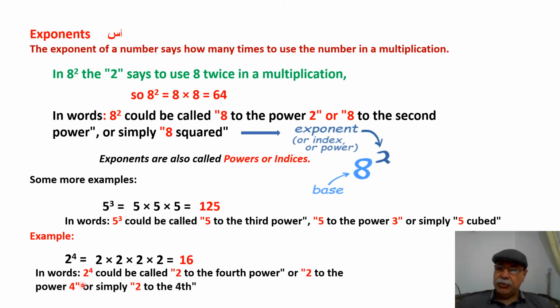So we call it 2 to the fourth power, or 2 to the power 4, or simply 2 to the fourth. This is the step-by-step way to say it in mathematical words, but it is better to say 2 to the fourth power, or power 4, or 2 to the power 4.